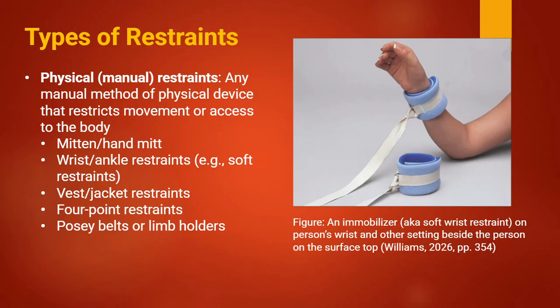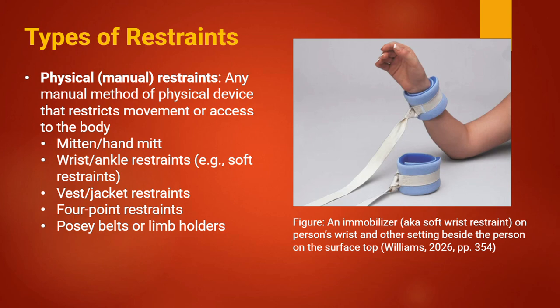These are typically secured to a stable object, like a bed frame, to prevent patients from striking staff, pulling IVs, or interfering with medical treatment. These restraints are considered moderately to highly restrictive because they directly limit limb mobility. Vest or jacket restraints are less common today due to safety risks, but they were once used to keep patients safely positioned in bed or chairs.